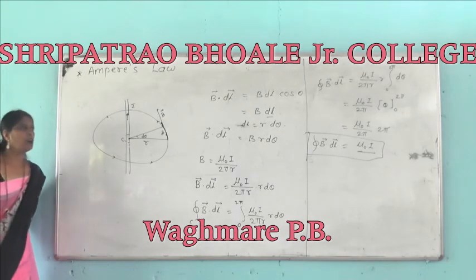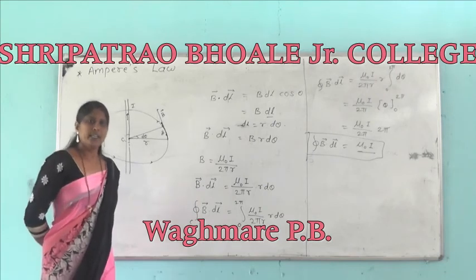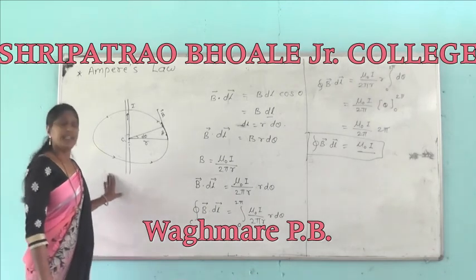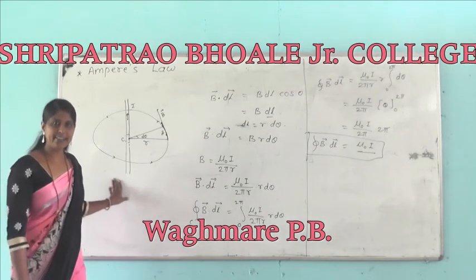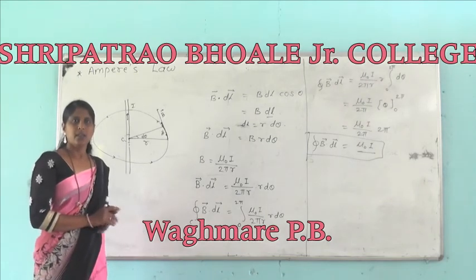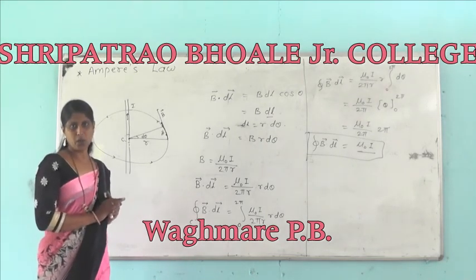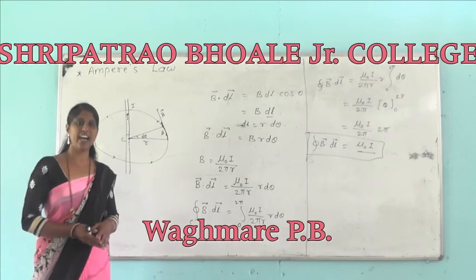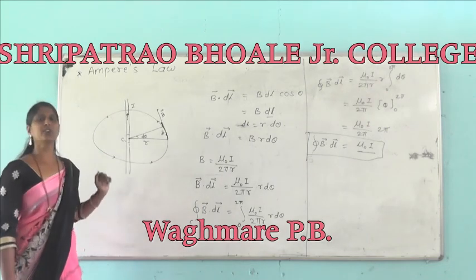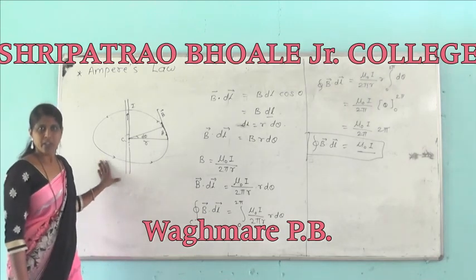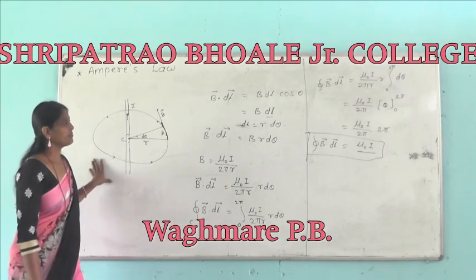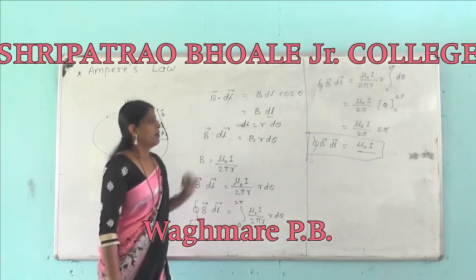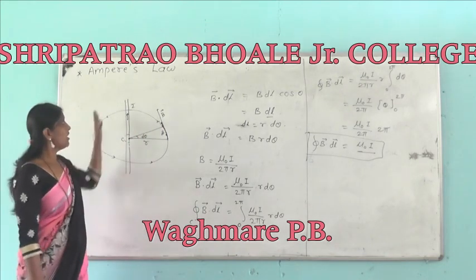We know that Ampere's law plays an important role in magnetism, or magnetostatics, just as Gauss's law plays an important role in electrostatics. Gauss's law is related to the distribution of charges, and Ampere's law is related to the distribution of current. And this is the equation derived by using Ampere's law.